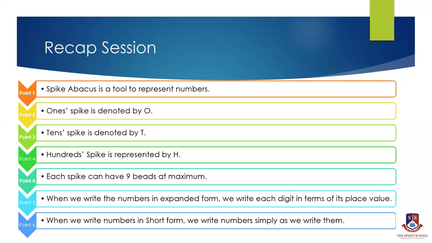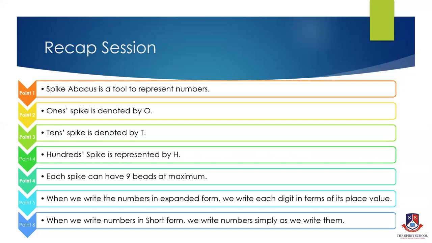Here we were having three spikes. The first spike from the right was represented by O. The second spike from the right was represented by T, and it was showing the place value of tens. And the third spike from the right was represented by H, and it was showing the place value of hundreds.